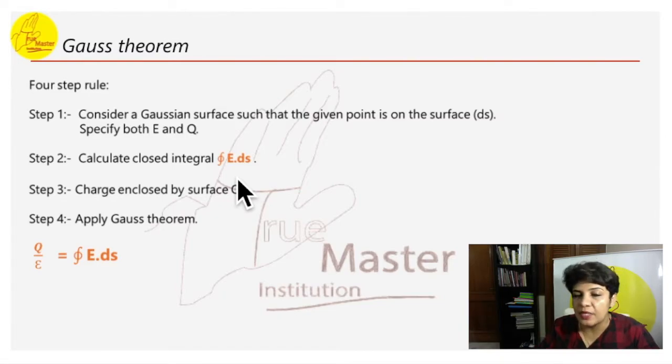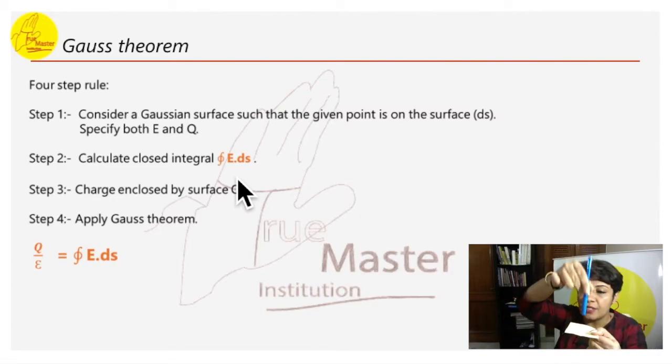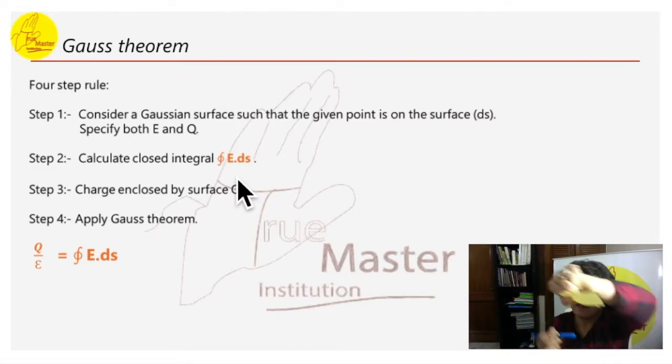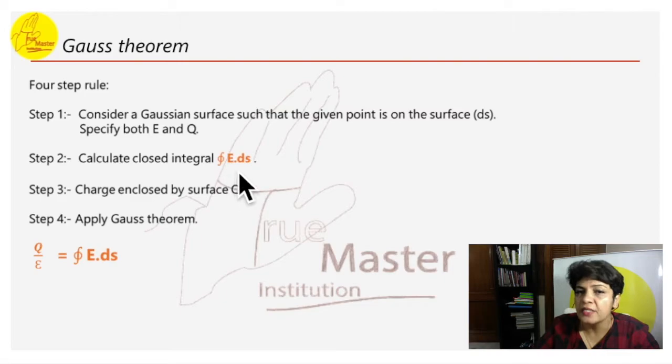Let me explain what an area vector is. If this is a surface, then perpendicular on top of it will be the area vector. If this is the surface, then this will be the area vector. If this is a surface, then this will be the area vector. So the second step is to find E dot ds cos theta, and the value for theta will be the angle between the electric field and area vector.